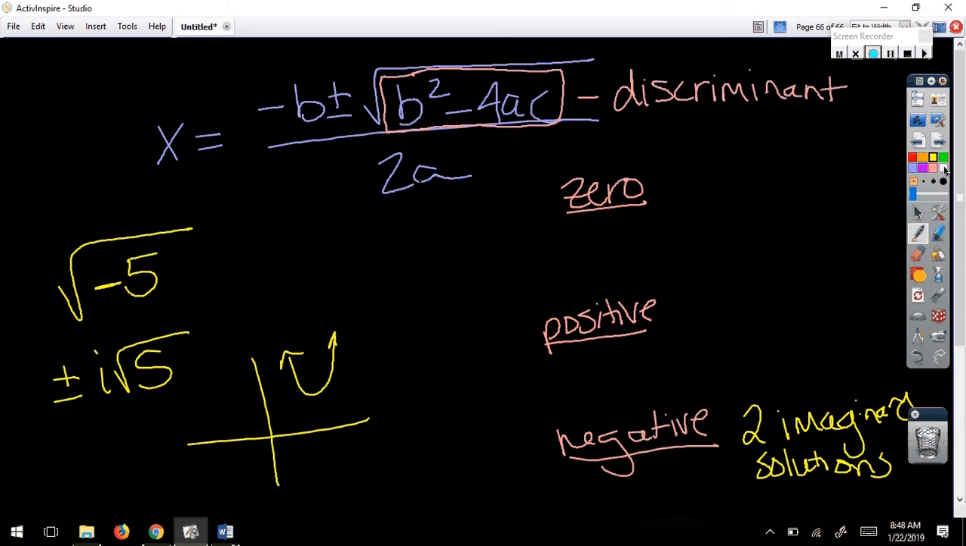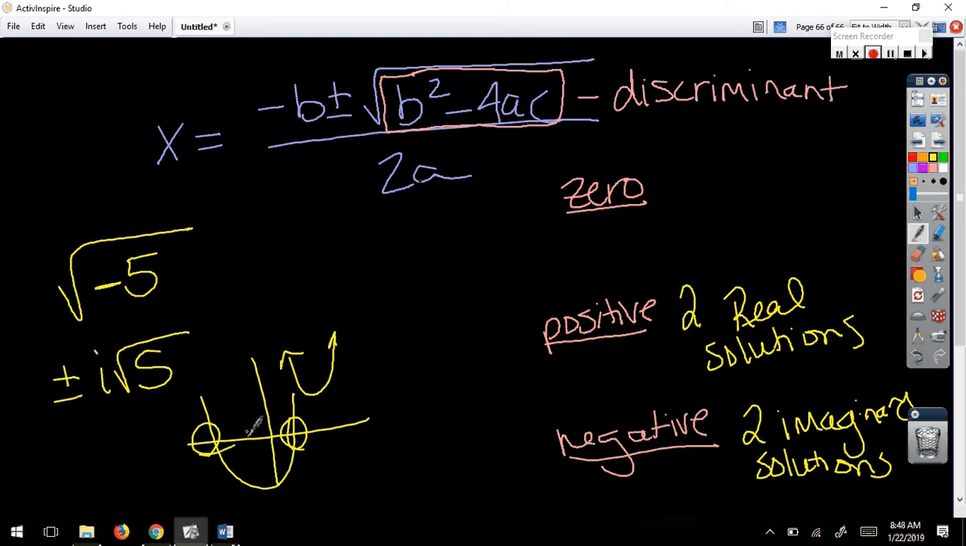If you get a positive number, what kind of solutions do you have? 2 regular, I'm going to call them real solutions, real number solutions. That means it crosses 2 different places on that x-axis. It has 2 real solutions there.